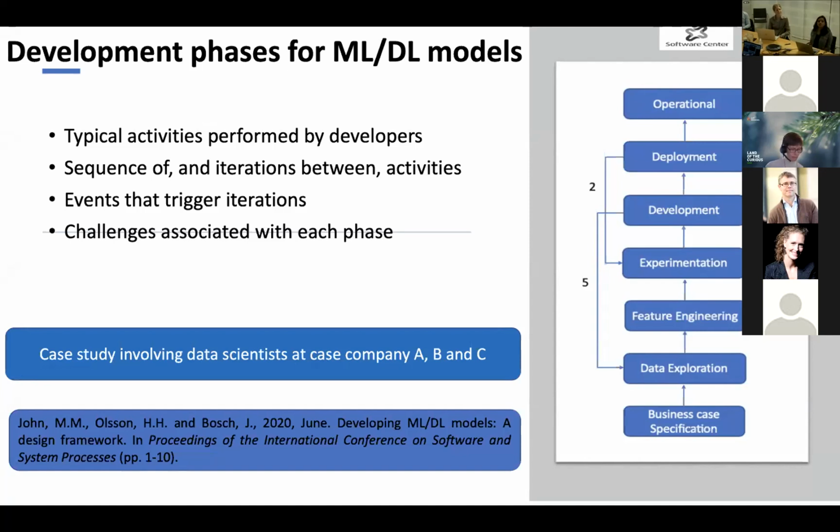So what we did first was to come up with a design process for developing machine learning and deep learning models. As you can see in the figure, there are 7 different activities or phases which we need to follow in order to come up with a well-functioning machine learning and deep learning model. They are business case specification, data exploration, feature engineering, experimentation, development, deployment, and operation. Even though we can achieve high-performing models by following this design process, introducing some iterations and triggers inside it can optimize the design process even further.